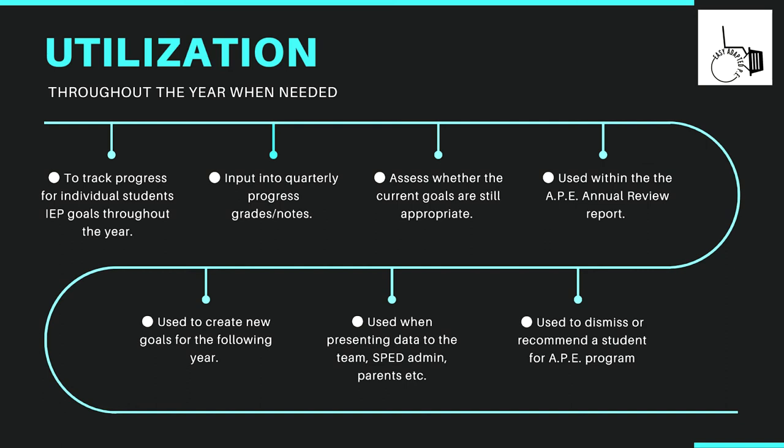I'm going to use it to create new goals for the following year, which we're already looking into projections, which is not so, but that's what we're doing here in November. We're using these when presenting the data to the team, the special ed department, or parents, and we're also using it to dismiss or recommend a student for the Adaptive PE program. So there's lots of different ways to utilize that. I'm sure there's more that you can find within your programs, but these are the 7 main ways that I'm going to be using them for mine.